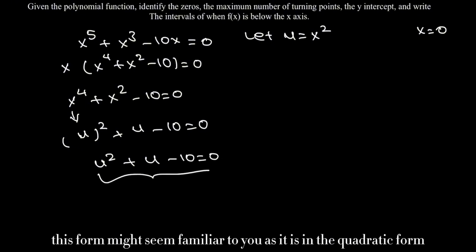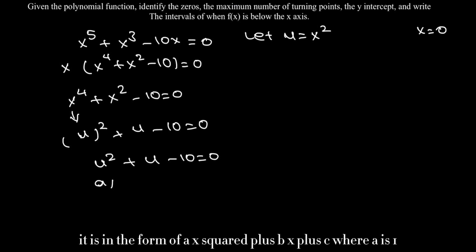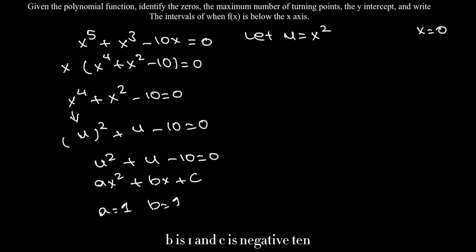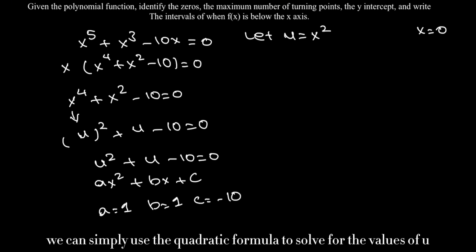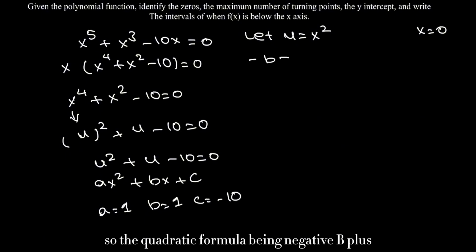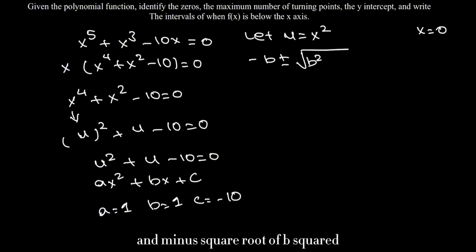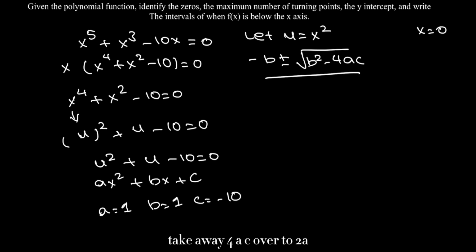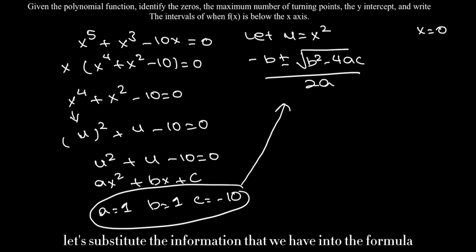This form might seem familiar to you, as it is in the quadratic form. It is in the form of ax squared plus bx plus c, where a is 1, b is 1, and c is negative 10. We can simply use the quadratic formula to solve for the values of u. The quadratic formula being negative b plus and minus square root of b squared, take away 4ac over 2a. Let's substitute the information that we have into the formula.